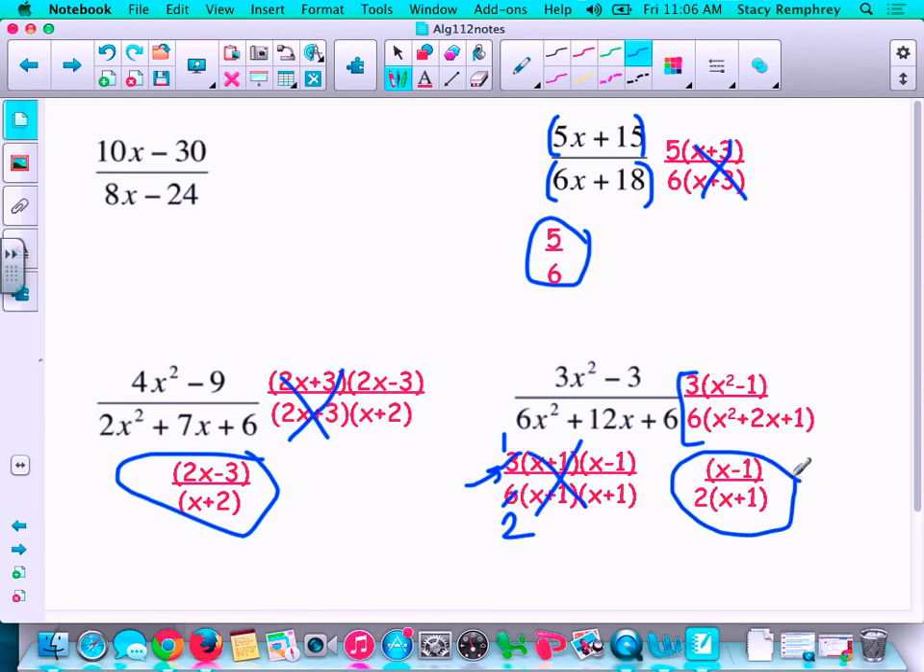Again, if you need to push pause to check factoring or check something else, push pause now and check the answers, but that is the end of the problems for 11-2.